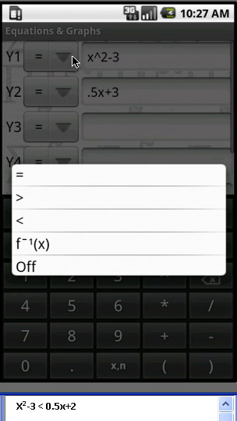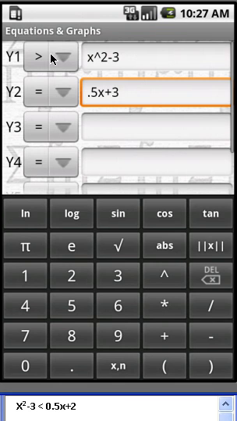So for y1, we're looking at the x squared minus 3. Now from the original problem, the x squared minus 3 is on the pointy side, or the small end, of the inequality, so I need to make sure that it stays that way. If I select this one, the x squared minus 3 will remain on the pointy side, just like in the original problem, where the point was pointing at the x squared minus 3.